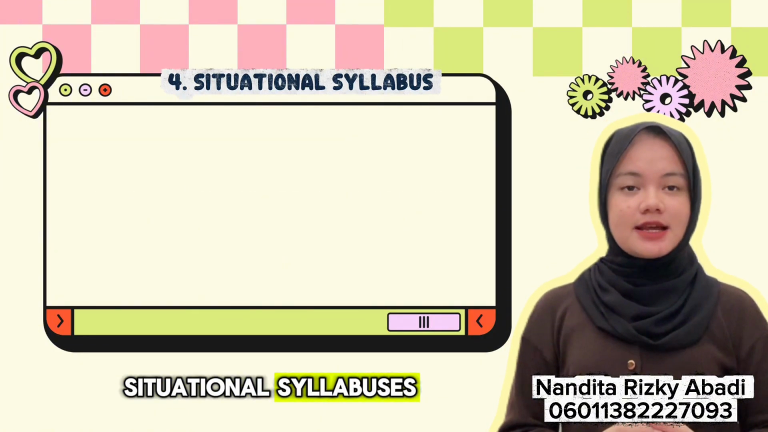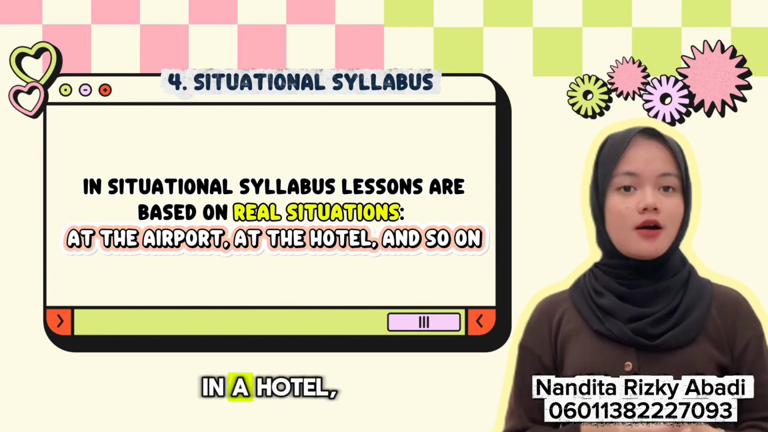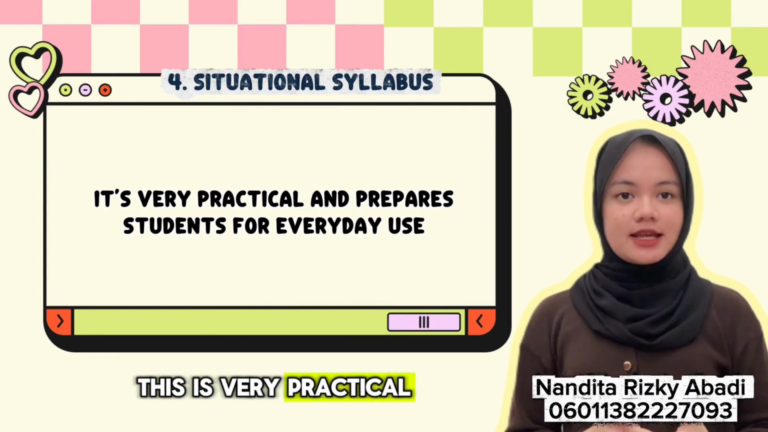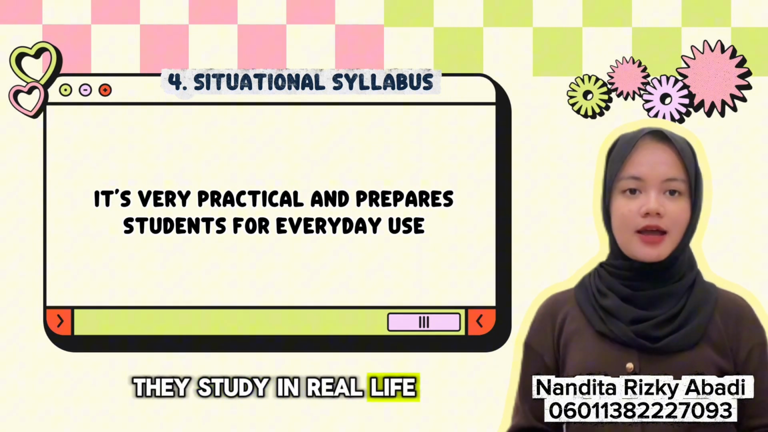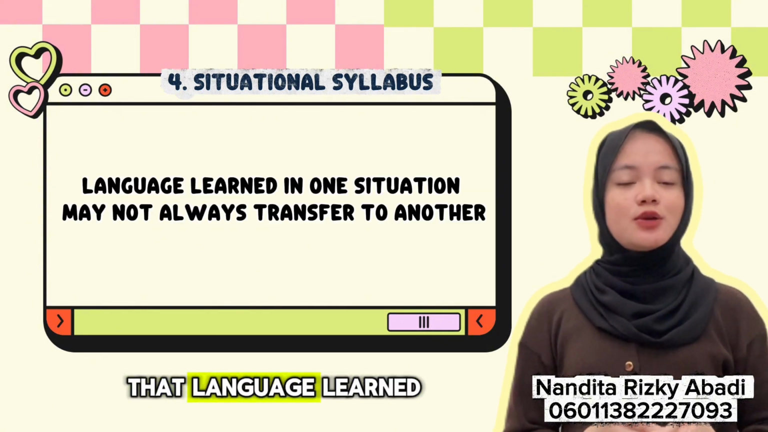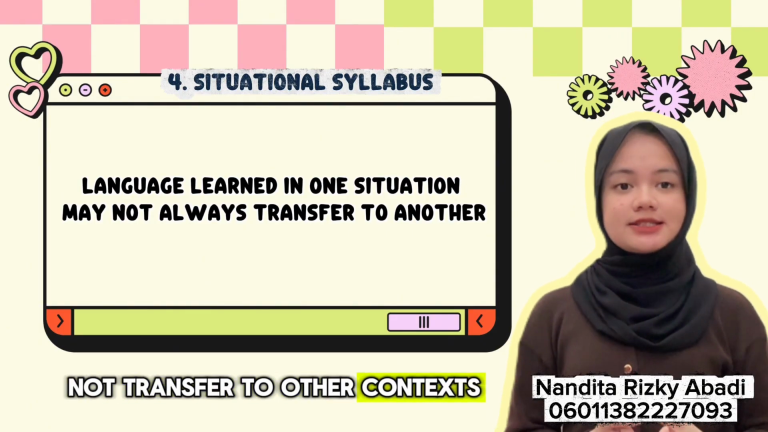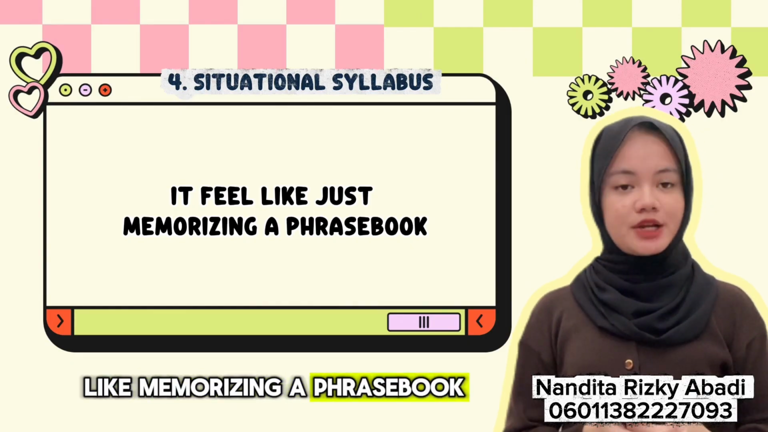Situational syllabuses are organized around common situations like at the airport, in a hotel, or in a restaurant. This is very practical because learners can immediately use what they study in real life. But the problem is that language learned in one situation may not transfer to other contexts. Sometimes it can feel like memorizing a phrase book.